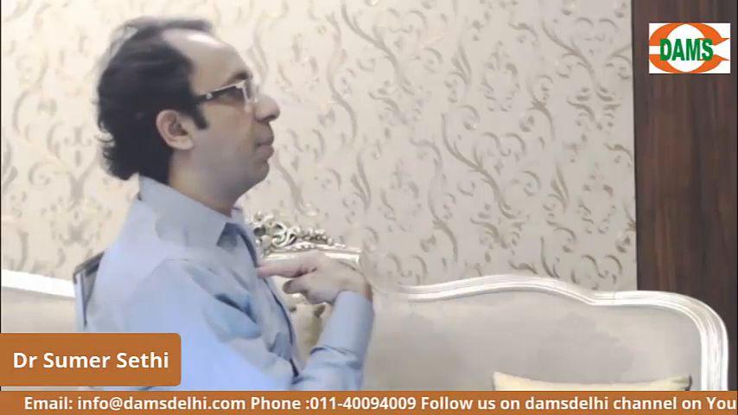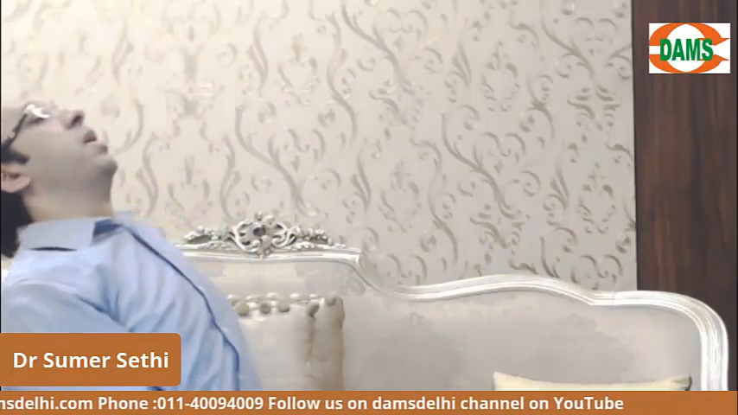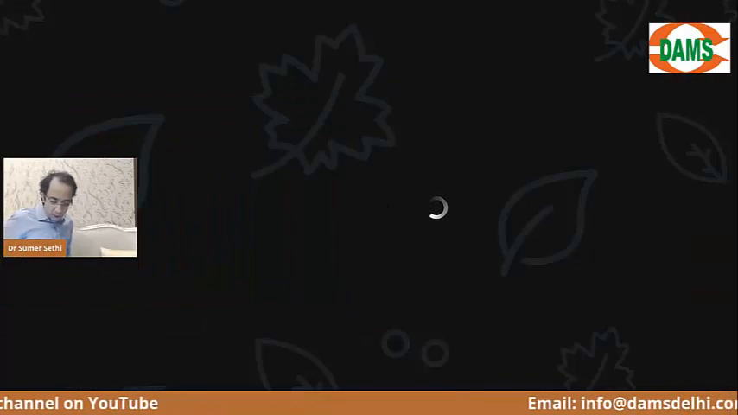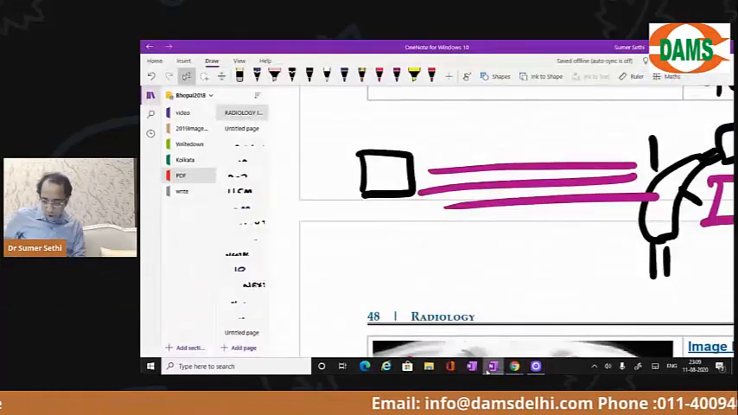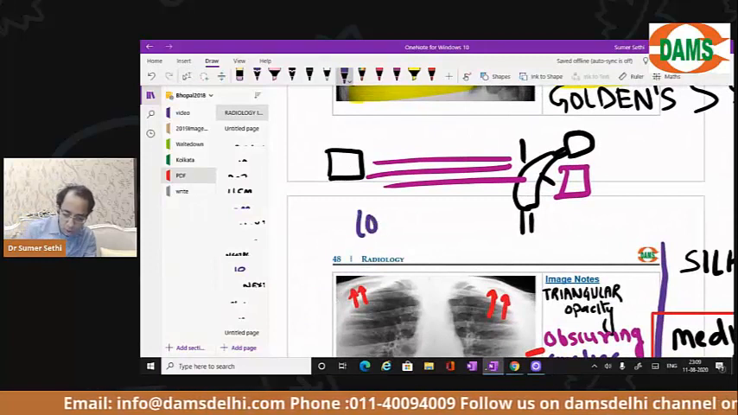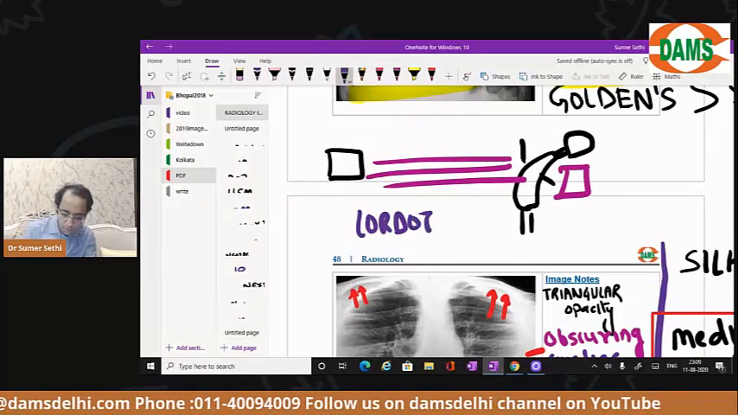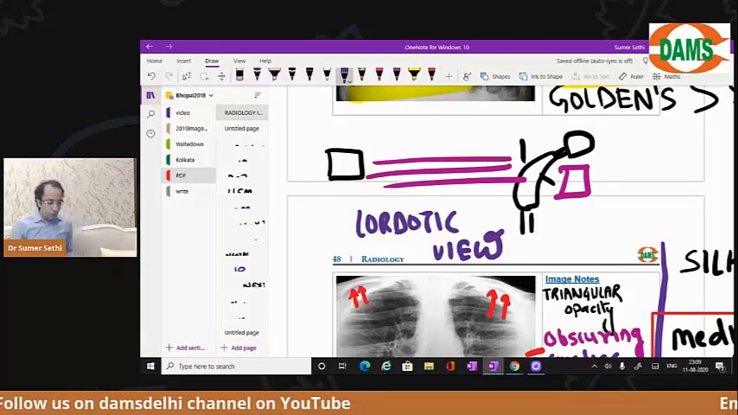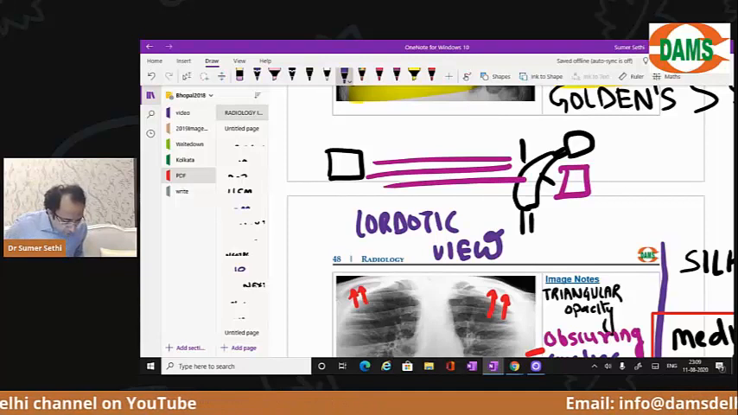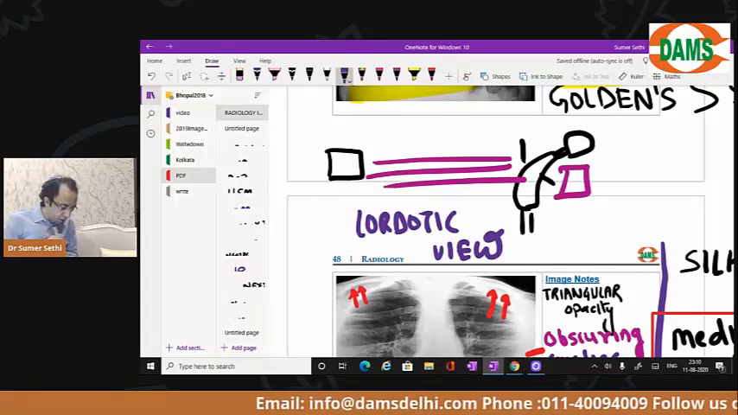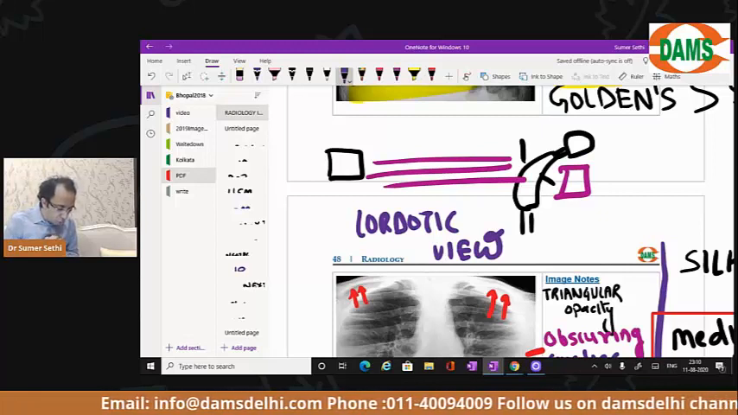The X-rays are coming from the front and I am standing like this. I have arched my spine like this. So this position is called, anybody knows? This is called lordosis. So this is called a lordotic view. Listen to me, beta. It's an AP view, but it has been done in a lordotic position.